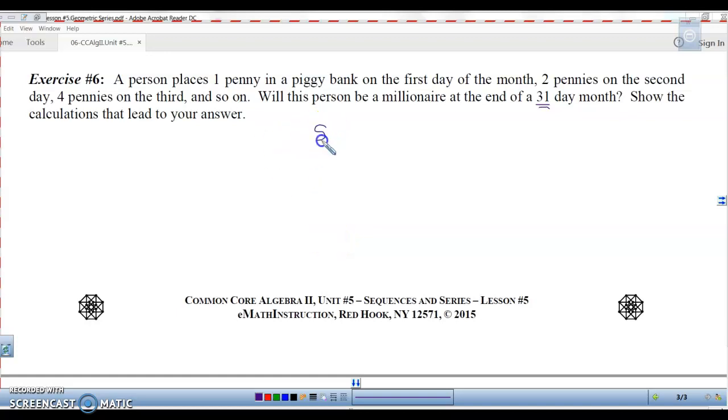Okay, so we are looking at a geometric series because what are we doing every time? Well, A1 is going to be a penny, and then you have 2 pennies and then 4 pennies. So what's happening every time? You're doubling it. So your R in this case is going to be 2. Now your N, how many times we're going to do this? We're going to do this 31 times. So let's use the formula: S of N equals A1 times 1 minus R to the N over 1 minus R.